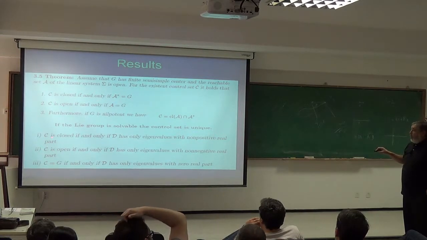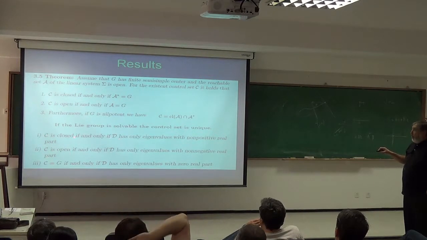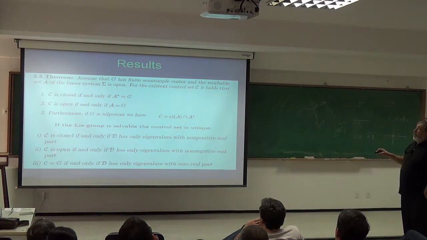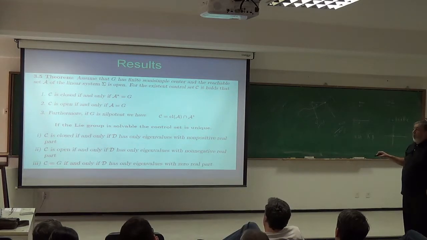And look, C is closed if and only if D has only eigenvalues with non-positive real part, and it's open in the other direction. So, since in this case C is open and closed, you have C equal G, right?